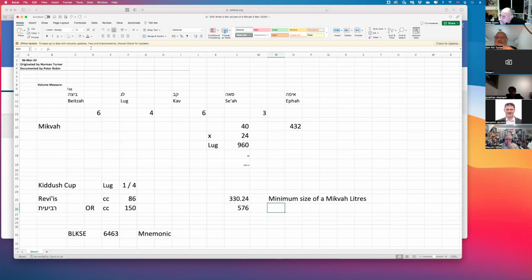Why times 24? Because we're going to go down to a lug. So there's your word lug, 960. Perfect. Then you've got a Kiddush cup, which is a quarter of a lug. Reverse, you got your 86, you got the 150. Remember, that was quite good. You had the gematria of Kais, Chof, Vov, Samach. Actually, you can put it next to the number 86.